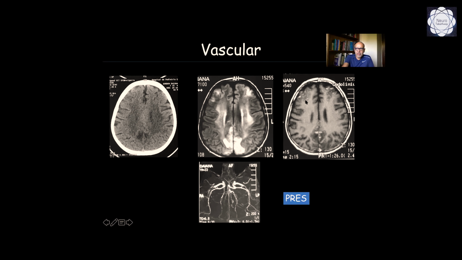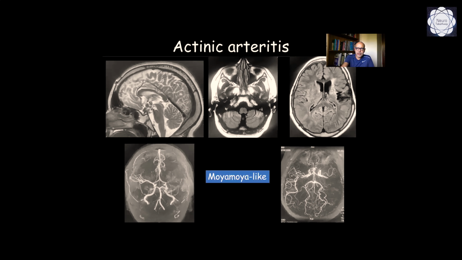Here you see some leptomeningeal enhancement associated with the lesions. This occurs in around 15% of cases, and there is the typical pattern on an MRA with thinning and irregularity of the vessels, especially of the posterior circulation. There are many drugs associated with PRES, so I prefer not to describe them, but many chemotherapy agents may be associated with this complication. Let's go to actinic arteritis.